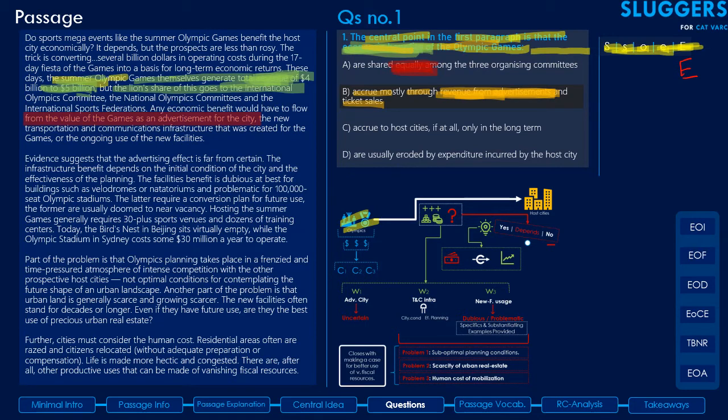Which says that any economic benefit would have to flow from the value of the games as an advertisement for the city. So, guys, what you need to understand here is that the expression advertisement for the city is not the same as the expression revenue from advertisements. When you say revenue from advertisements, you're actually talking about the modes by which the Olympic Games generate direct revenue. The modes may be advertisements, ticket sales, and so on and so forth.